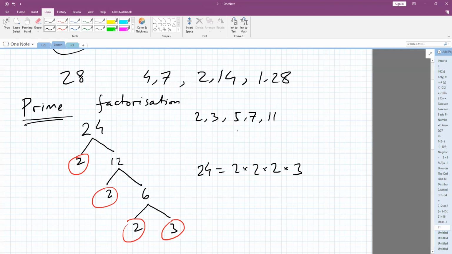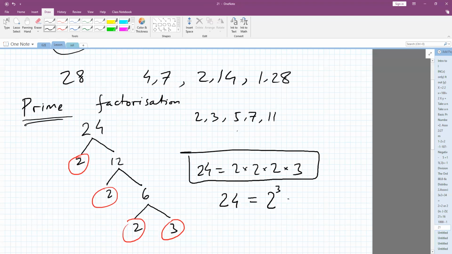So this is called prime factorization, meaning that you try to express the number in terms of its factors, which are prime numbers. So 24 equals 2 times 2 times 2 times 3, which gives you 24. The other way to write this is 24 equals 2 to the power of 3 times 3. Very good.